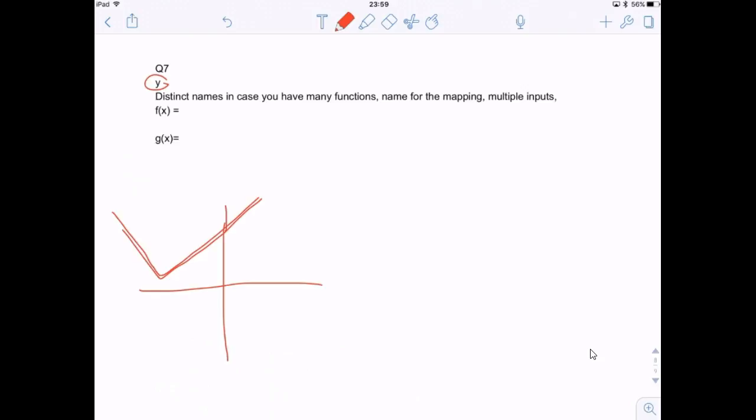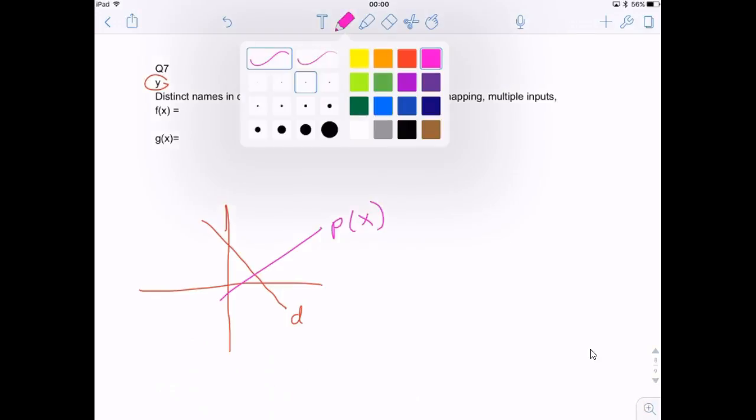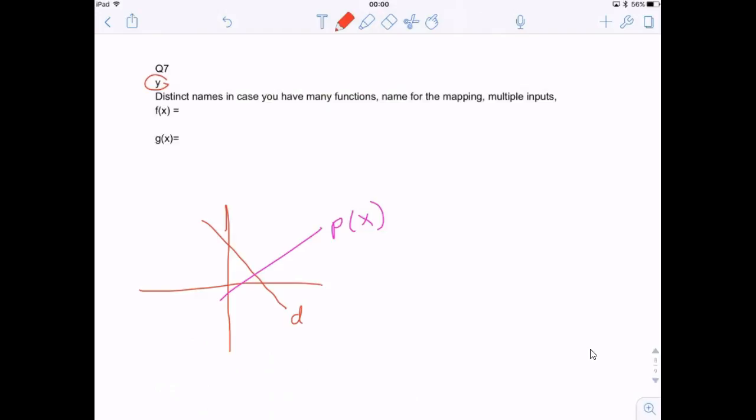It would be handy if when you have 2 lines or 2 functions on the same axes that you could call each one of those lines by a certain name. Okay, so like for example, let's say that we had the Domino's line, and then we also had the other line, which was a Pizza Hut line. Wouldn't it be convenient if we could call the Pizza Hut line P and the Domino's line D instead of calling them both Y? Okay, so that's one of the reasons why we have function names, because sometimes you're dealing with more than one function.